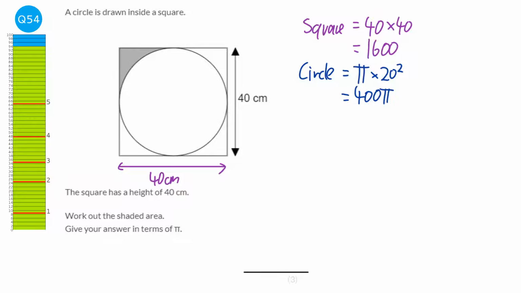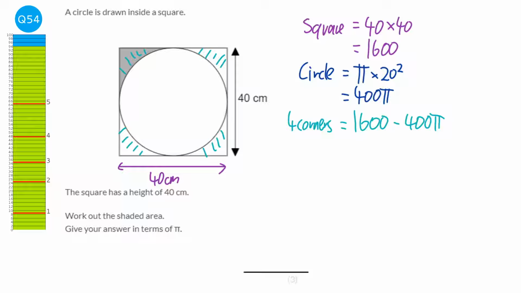Now, next we're going to work out all of the corners, so that includes these three here and this one. So I'll say, like, 4 corners, just to try and explain to the person marking my exam what I'm doing. And to do that, we're just going to do the square, take away the circle. So 1600 take away 400 pi. Now we can't actually do anything more than that. That is our answer. So we just leave it at that.